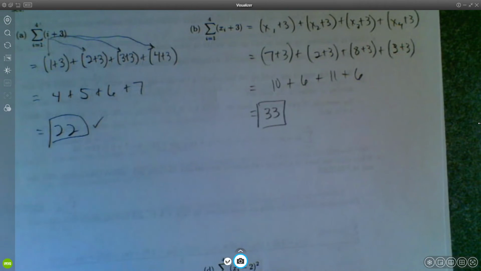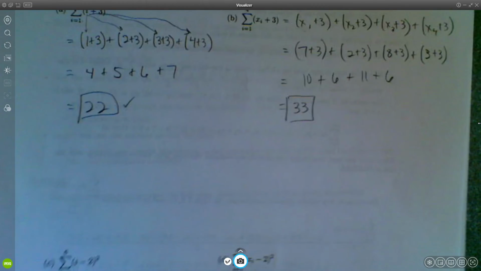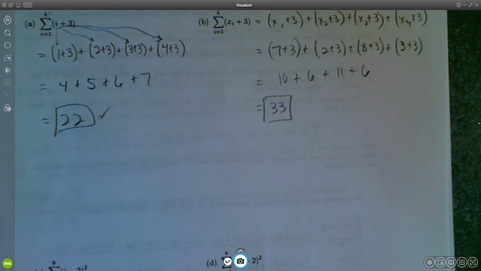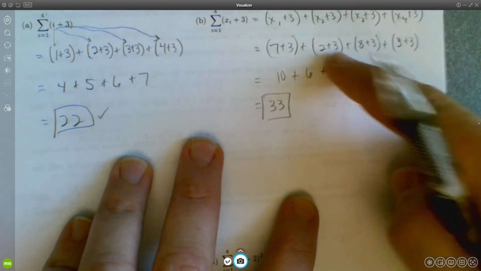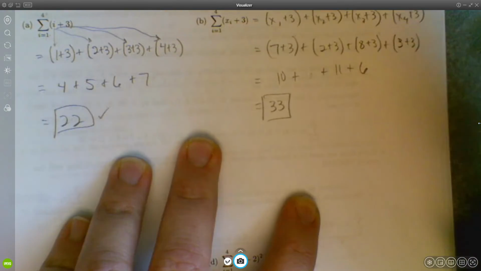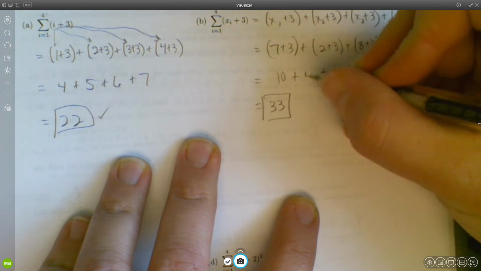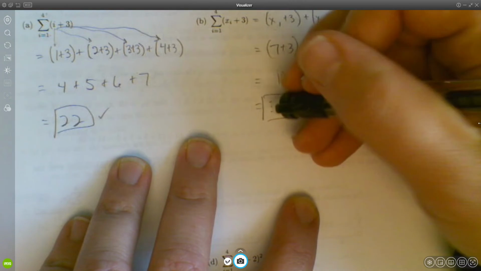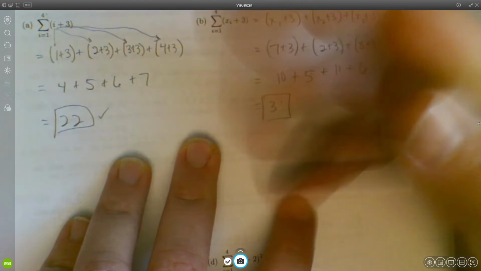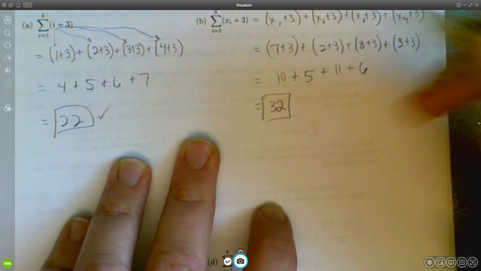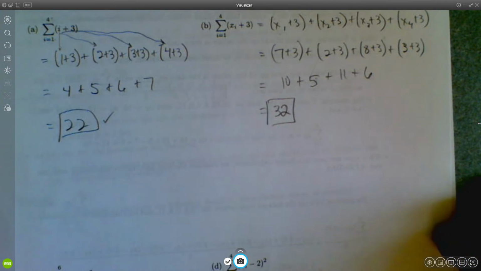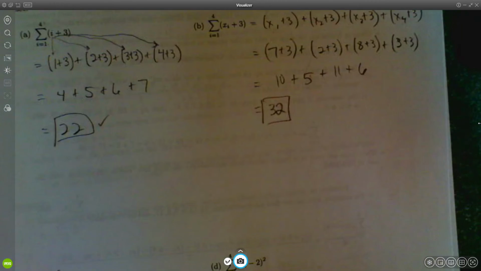Better double check. Ooh, I got 30. I was supposed to get 32. Is that right? No, I think I'm... Oh, I see my mistake. 2 plus 3 is 5, right? 2 plus 3 is 5. So sure enough, this should be 32. My apologies. See, I make mistakes all the time. It's okay though. Alright, so that's that.